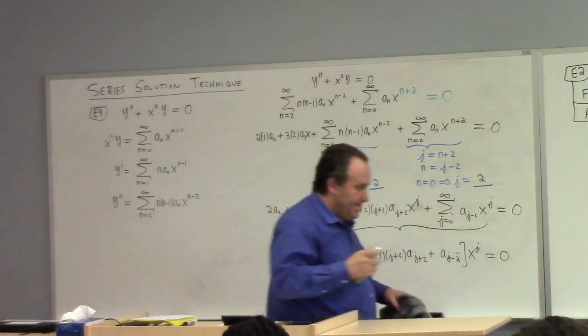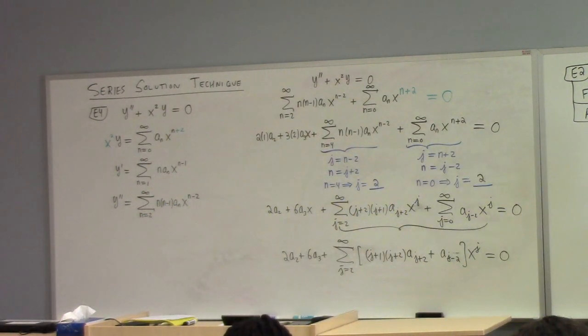For the right side of the second to last one, shouldn't the j also equal 2 if we're going to combine them?